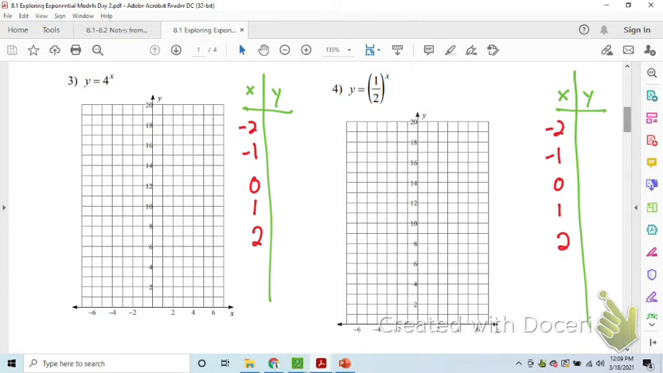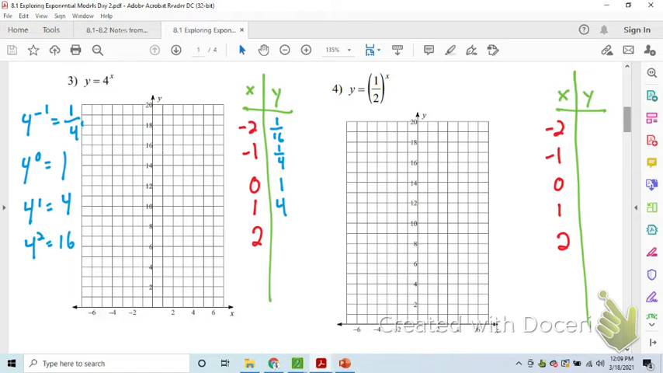So if we're plugging -2 in, it'd be 4 to the -2nd power, which would be 1 over 4 to the 2nd power, because you have to flip that. And then you square it, you get 1/16. So 4 to the -2nd power is 1/16. So that will go right there. Then we have 4 to the -1st power, which is just 1 over 4 to the 1st, and that'd just be 1/4. 4 to the 0 power is going to be 1. 4 to the 1st power is 4. And then 4 to the 2nd power is 16.